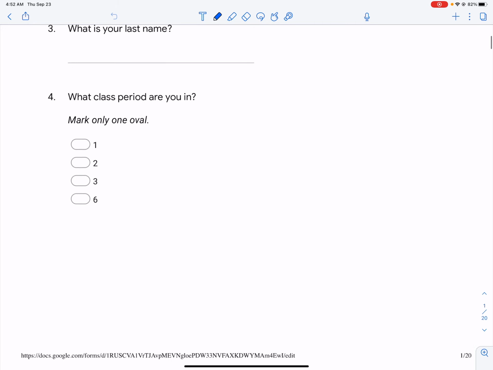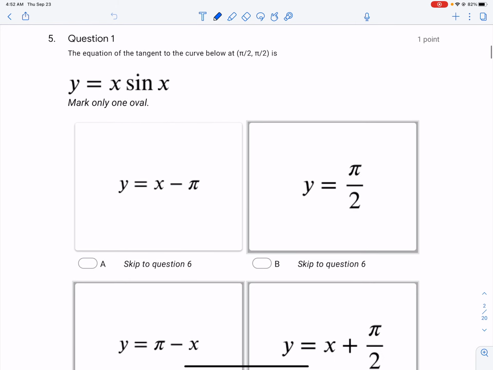All right, so let's go ahead and take a look at this problem set. So this one here, question 1. So the equation of the tangent line. So I'm going to take the derivative. So y prime is sine of x times 1 plus x times the derivative of sine, which is cosine.